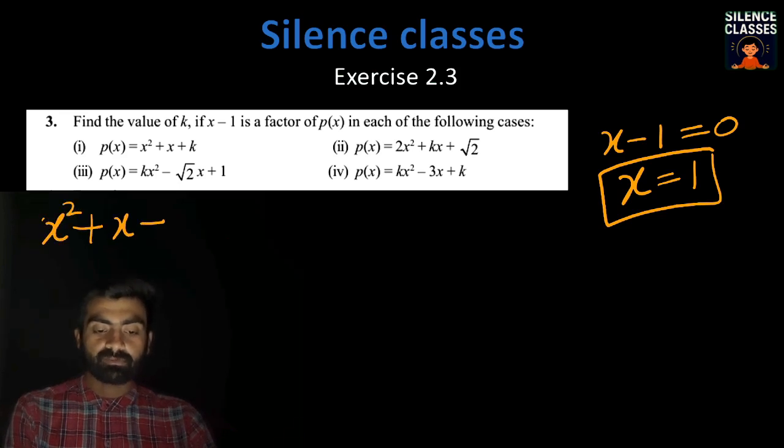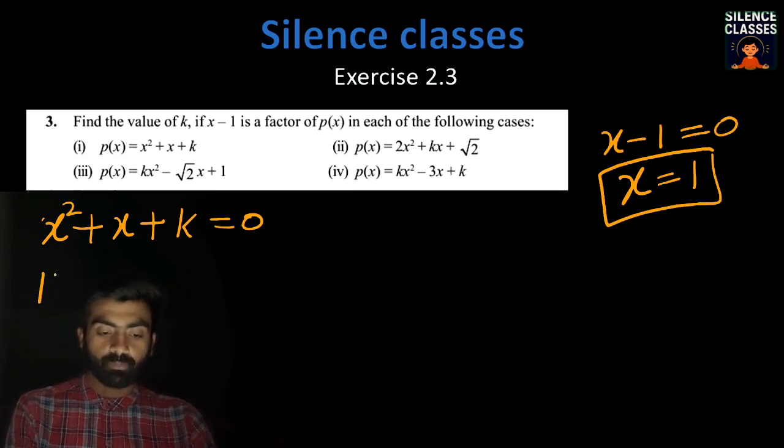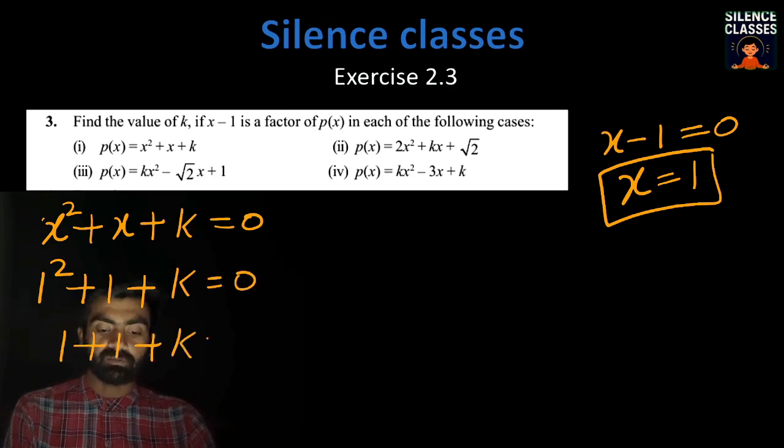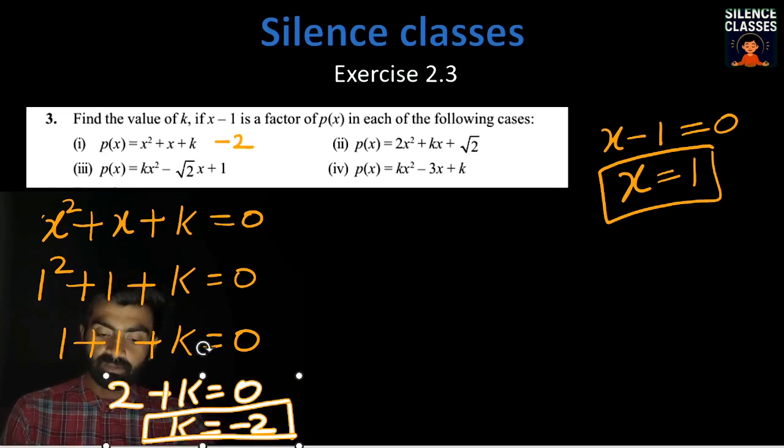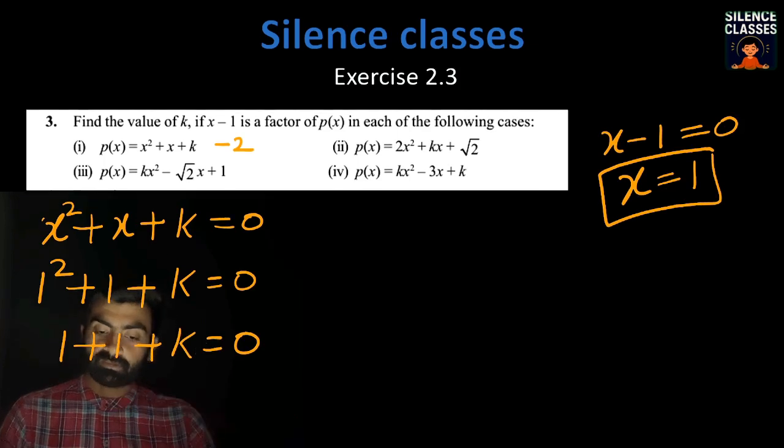Okay, so the first question is given that x square plus x plus k is equals to 0. So x means 1 square plus 1 plus k is equals to 0. We will get 1 plus 1 plus k is equals to 0. So we will get 2 plus k is equals to 0. So we get k is equals to minus 2. Okay, so we got the value of k in the first question. Minus 2 is the value of k for the given polynomial. Now let's move to the next part.